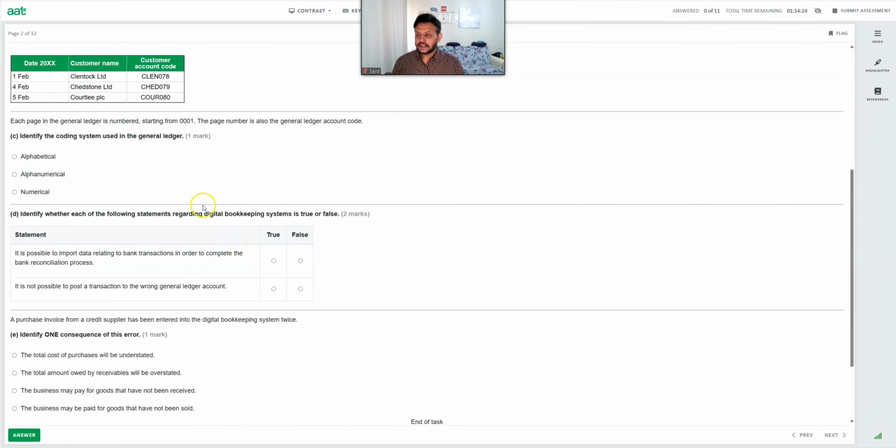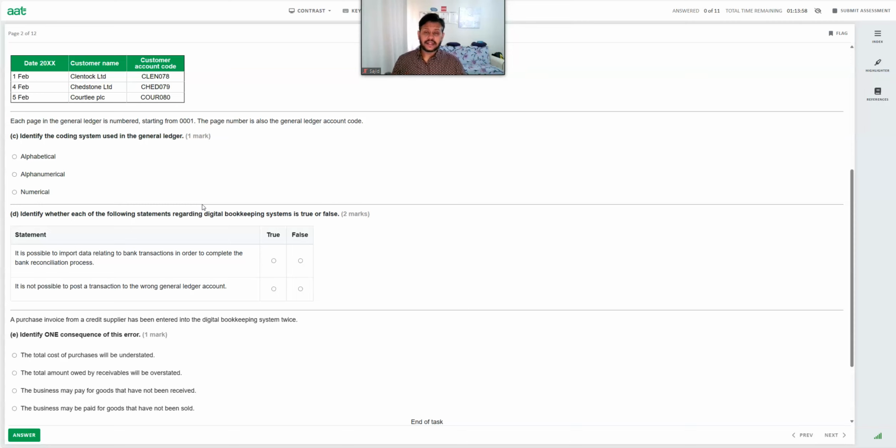All right, then the next one we have here says each page in the general ledger is numbered starting from 001. The page number is also the general ledger account code. Now GL is very important. The reason GL is important is that at the end of the day, when we prepare our trial balance, it will be followed by the GL.